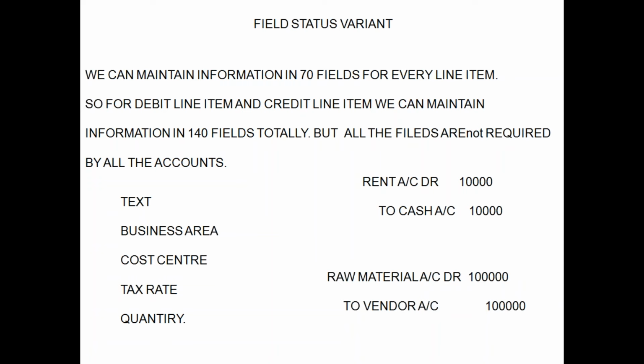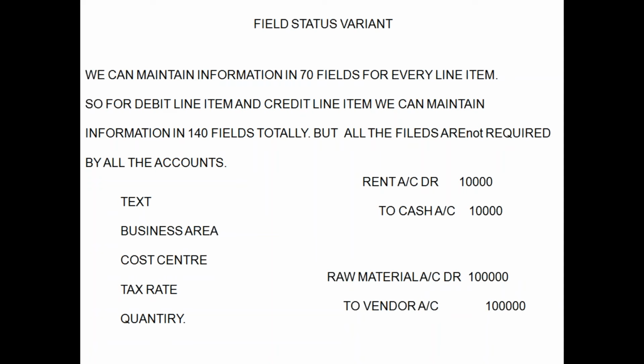For every line item we can maintain the fields. These are 70 fields for every line item, or you can say for every account. If we make any accounting entry, at least one account we will debit and another we will credit. In that case, how many line items will we have? Sorry, we will have two line items, one for the debit, another for the credit. How many fields will you have? 70 plus 70, it would be 140.